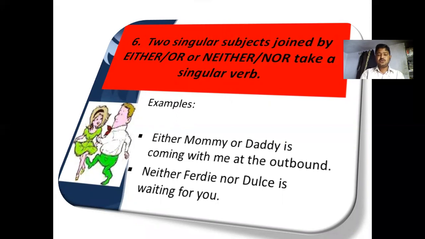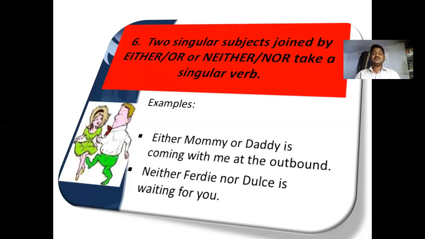That means whether you can do it or he can do it. We have to be careful about this type of words. Either mummy or daddy is coming with me at the outbound. Maybe mother is ready to come, or daddy is coming. Both are ready, but only one single person can come with me at the outbound is the answer.